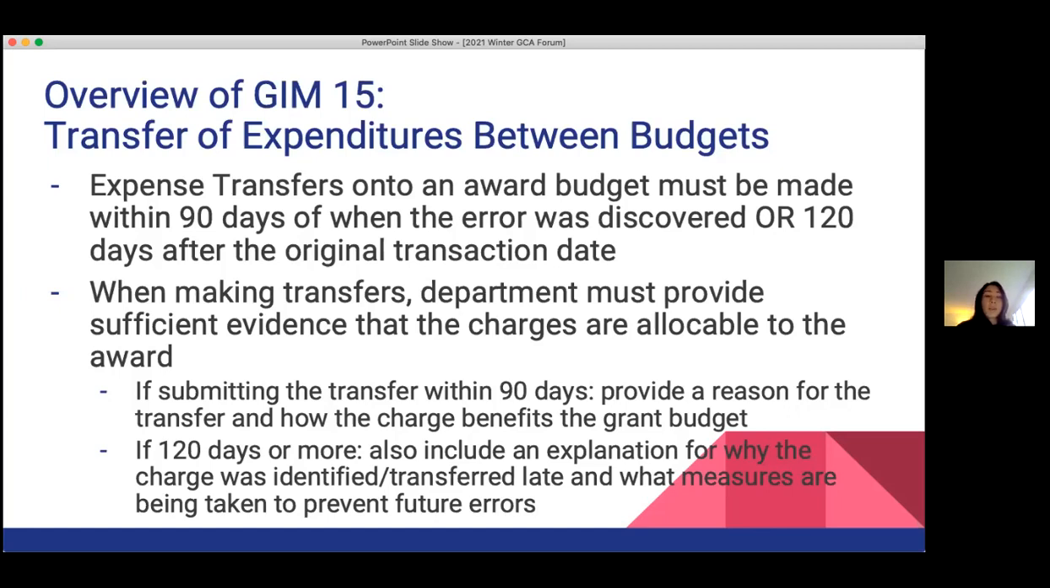And if it's been 120 days or more, you also need to detail why the transfer is occurring so late, and ideally what measures the department is taking to identify and correct charges sooner. So a good question to ask yourself when you're entering the justification is, what would an auditor look for? And does the reason you enter explain why this transfer is necessary? Next slide.